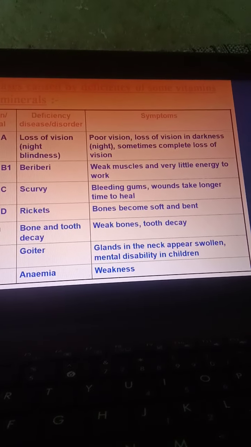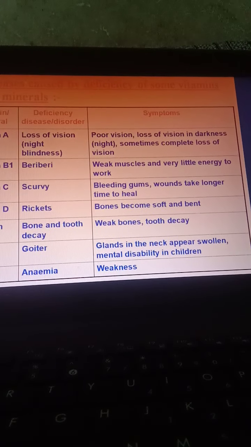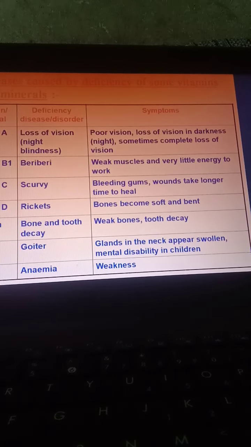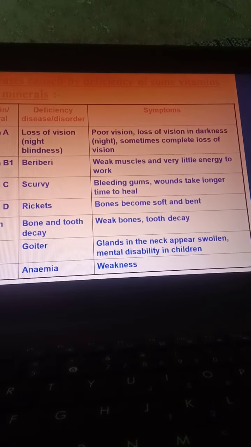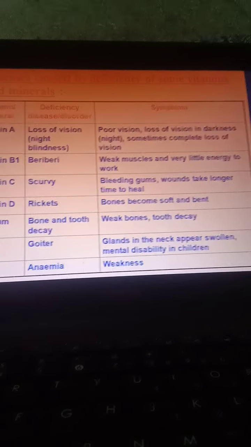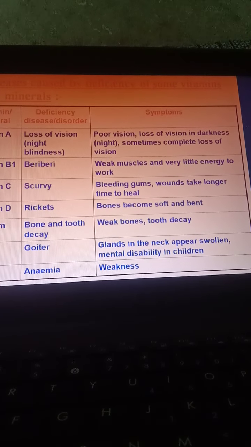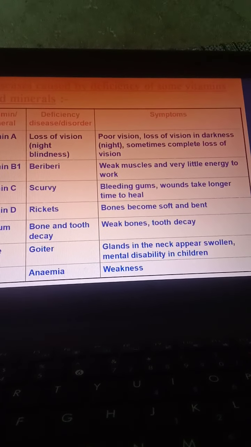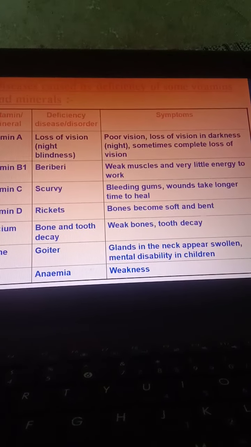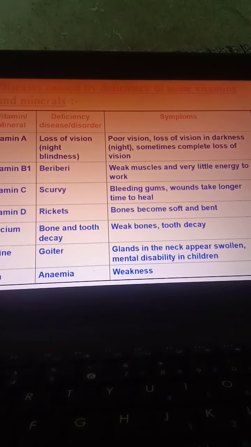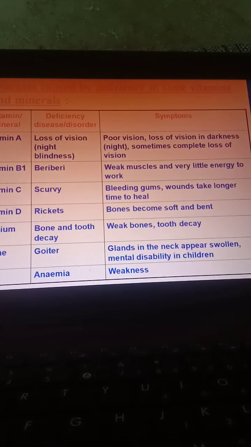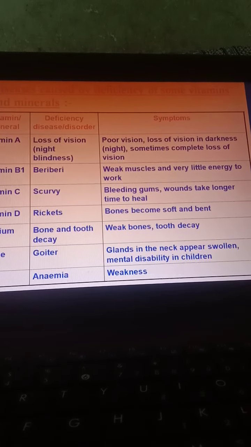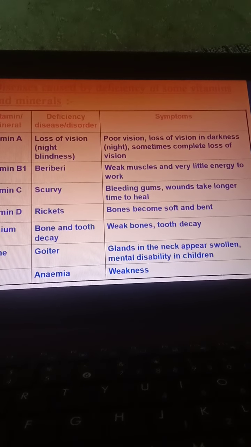Iodine, deficiency of iodine causes goiter. Glands in the neck appear swollen and it affects the mental ability of the children. The child becomes mentally disabled. Iron, the disease is called anemia. The person feels tiredness, weakness. So you have to learn the names of all these diseases. Make a chart of the deficiency diseases. Learn the names and symptoms of these diseases.